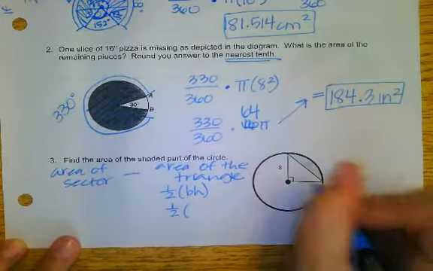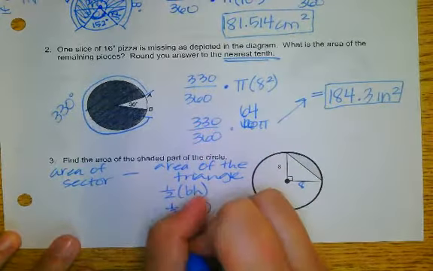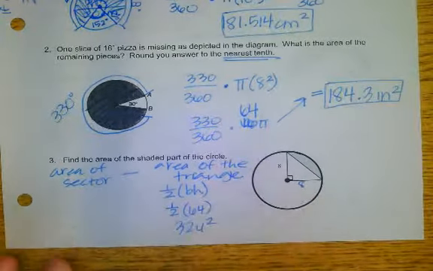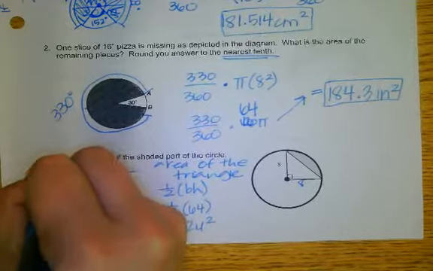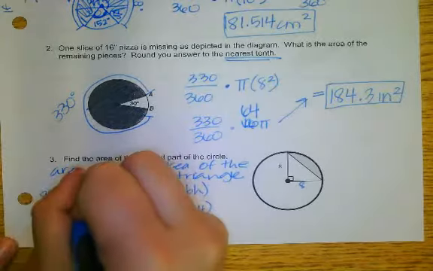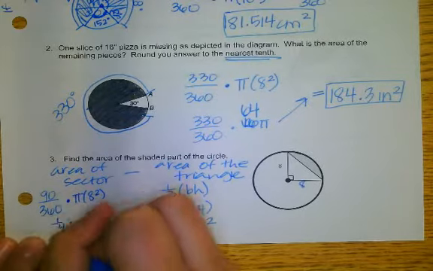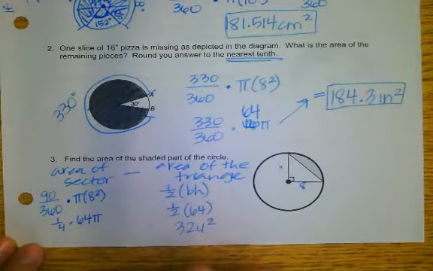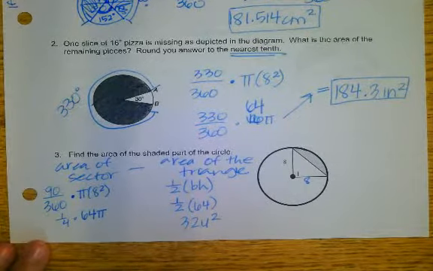Now we need to figure out the area of the sector. What is the central angle? 90 over 360 times pi 8 squared. So 1/4 times 64 pi. Don't round it, leave it in terms of pi. 16 pi.